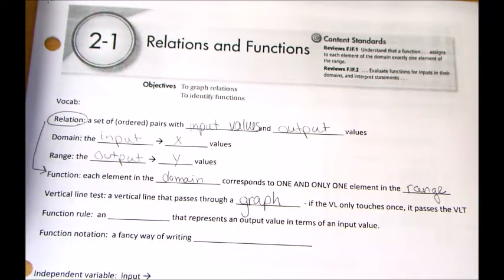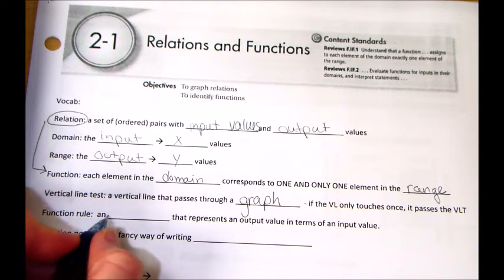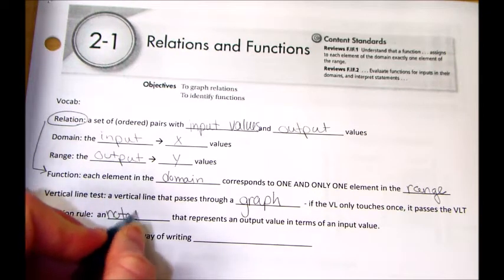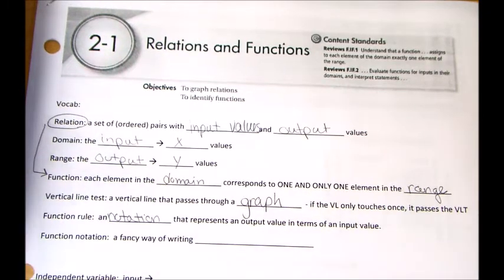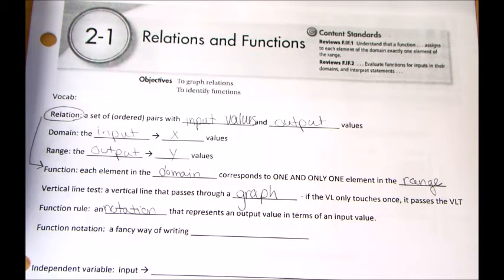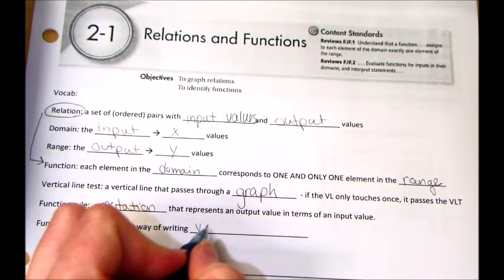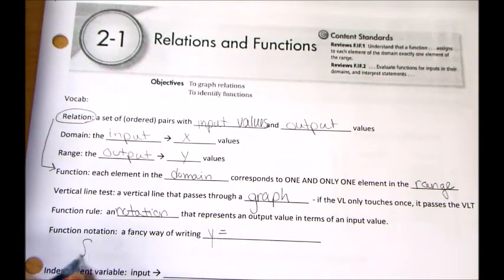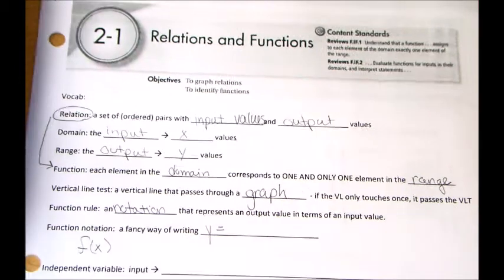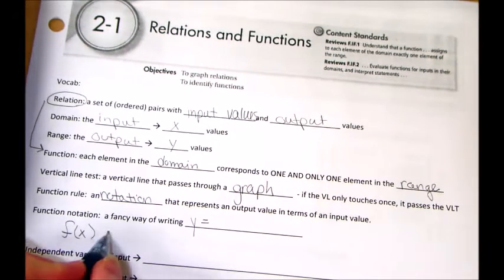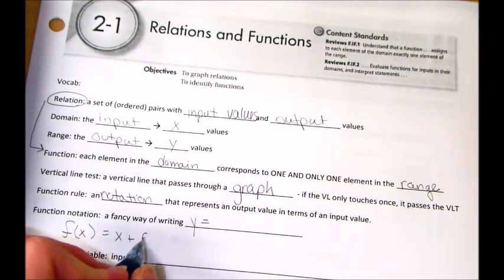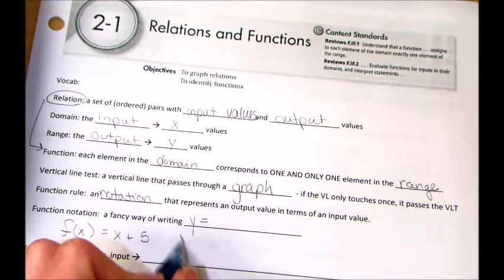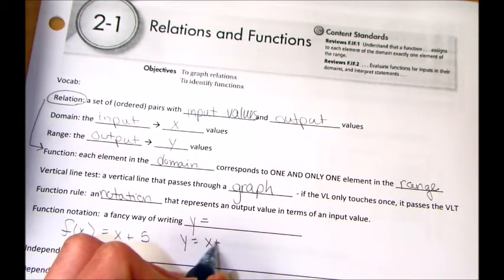A function rule is just a notation that represents an output value in terms of its input value. So notation. Function notation is a fancy way of writing y equals. Function notation, by the way, is f of x. You've seen this in Algebra 1. So if you have f of x equals x plus 5, that's the same thing as having y equals x plus 5.